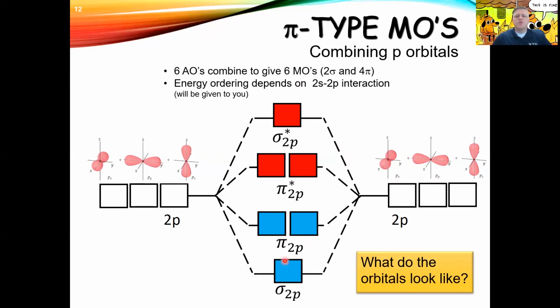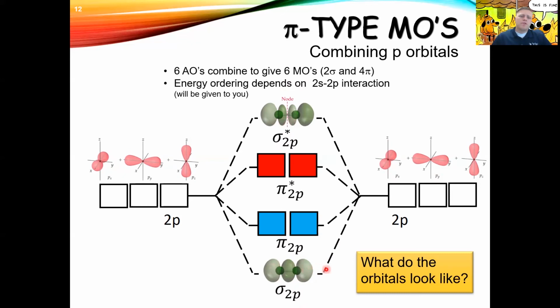So for the sigma 2p orbital, you'll notice we have nodes on the nuclei, but not in between them. So they are sharing electron density between them. But for the anti-bonding version of this, we have a node in between the two nuclei. We still have our nodes on the nuclei, but it's that node right in between that we really care about.